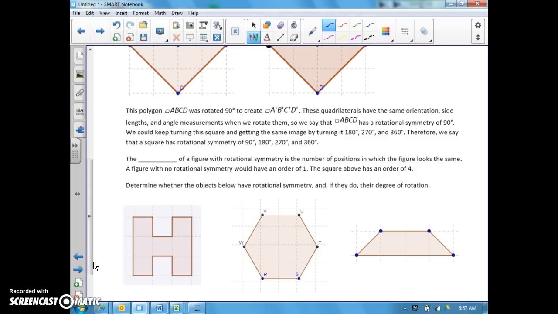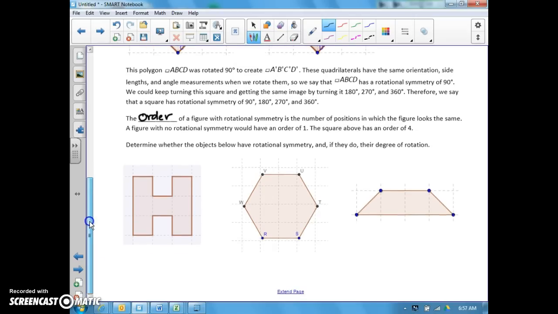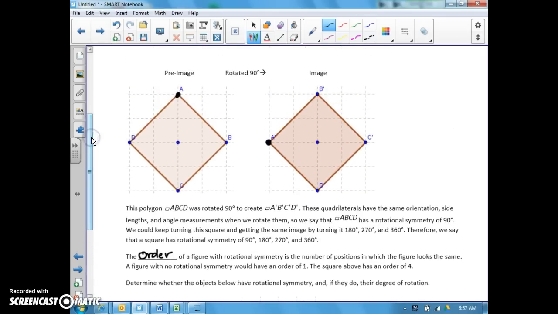The order of a figure with rotational symmetry is the number of positions in which the figure looks the same. So, for example, this square up here has an order of 4 because there are 4 different angles between 0 and 360 where it would map onto itself.